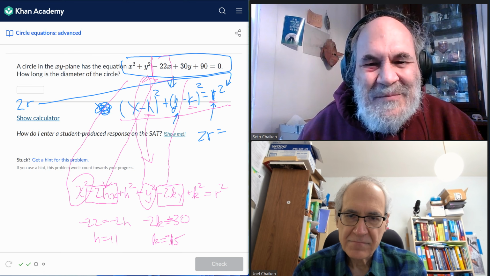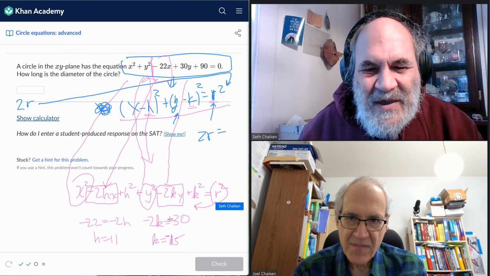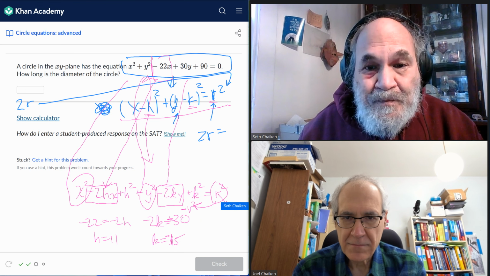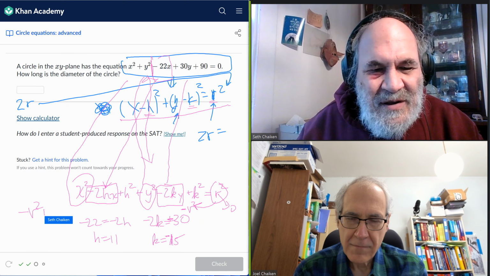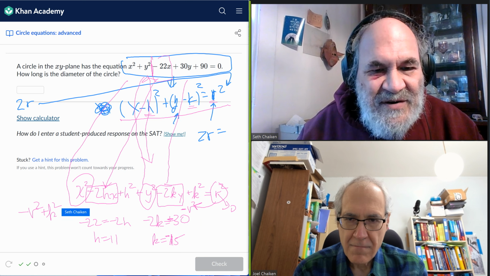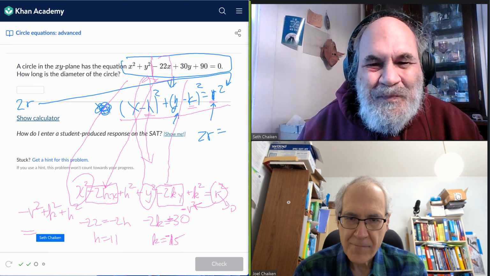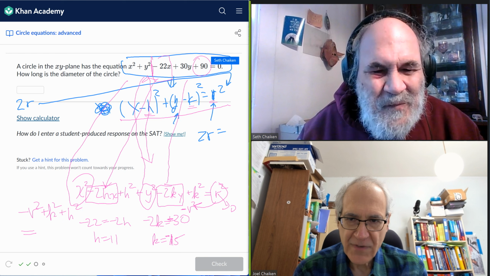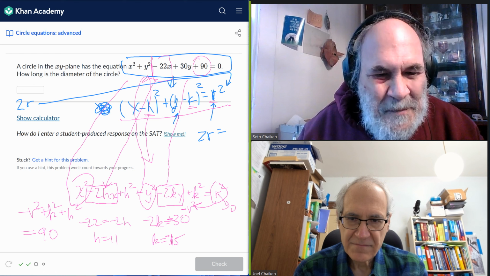Let's move the r squared over to here. So we get minus r squared. Right. And this becomes 0. And so we want minus r squared plus k squared plus h squared should equal positive 90. Right. Now we just plug it in. We know h is 11.